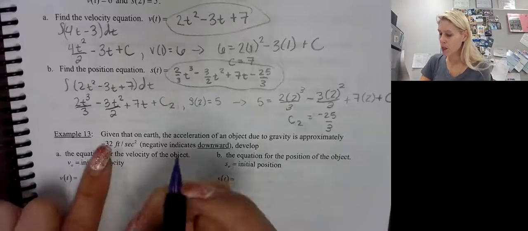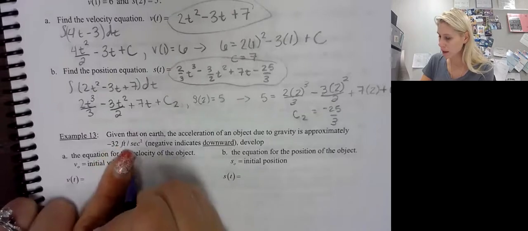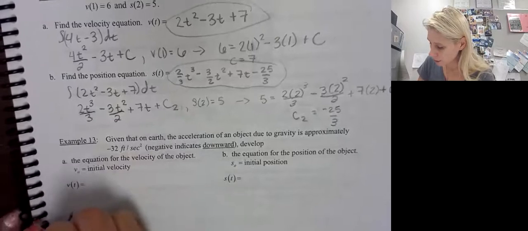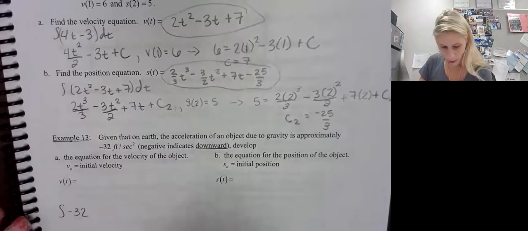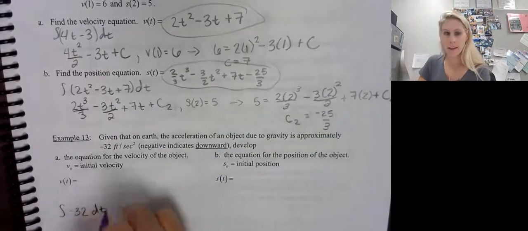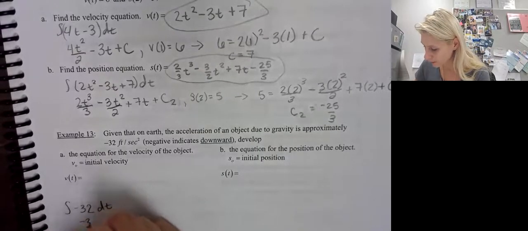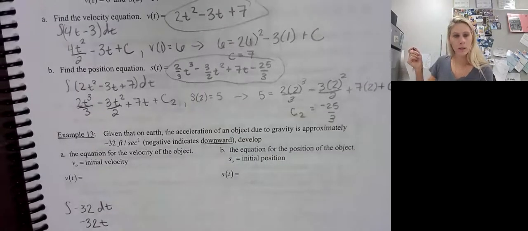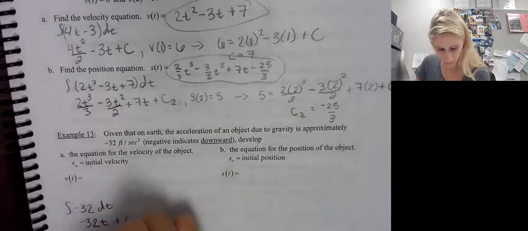Okay, so we have negative 32 feet per second squared, right? So if we take the integral of negative 32, and this is in t, so dt, right? This is a constant, so the integral of a constant is negative 32, and we attach that variable on and say plus c.